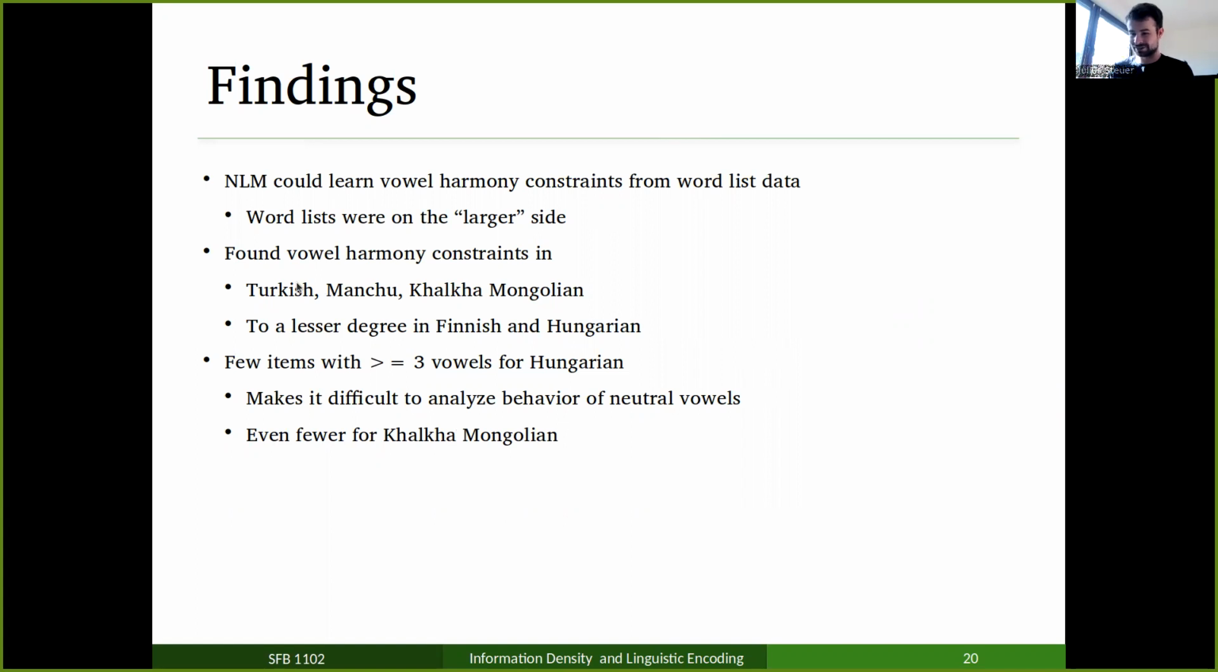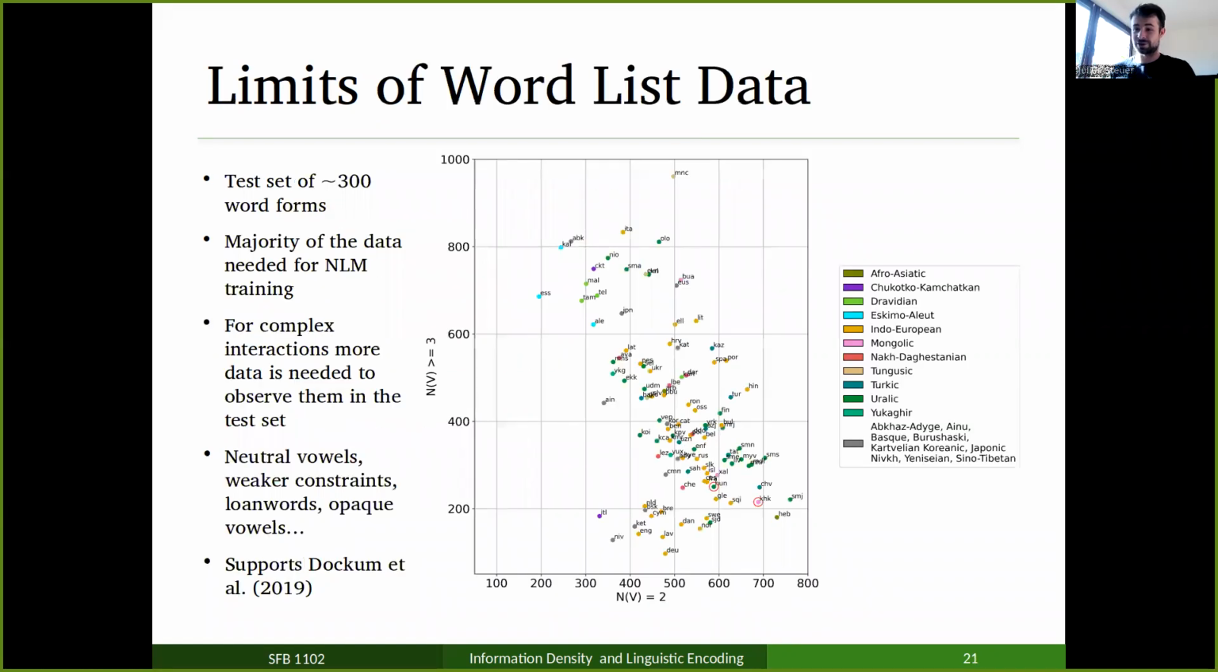The model found strong vowel harmony constraints in Turkish, Manchu, and Khalkha Mongolian, and to a lesser degree in Finnish and Hungarian, but this is caused mainly by the neutral vowels. For Finnish, Hungarian and also Khalkha Mongolian, we encountered the problem that the test set, which for every language was around 300 words, was too small to have many instances of words with three or more vowels. And this is necessary to show the effect of neutral vowels. So the size of the word list was still too small, because we have to set aside a large amount of it for training.